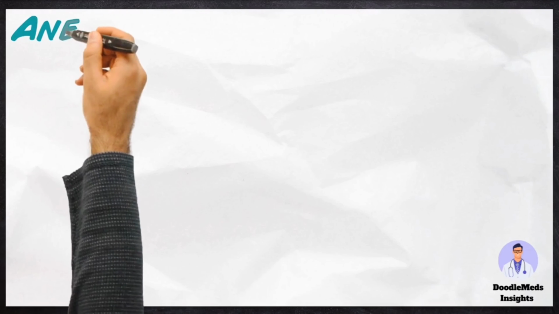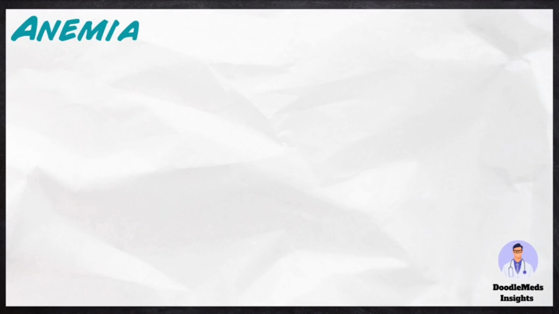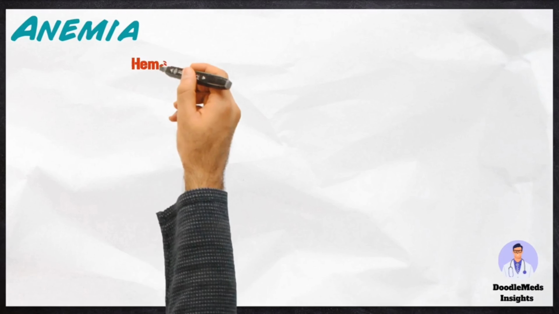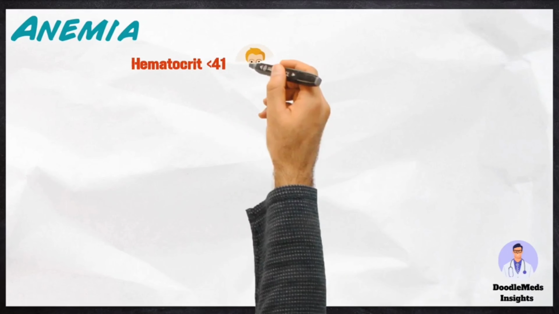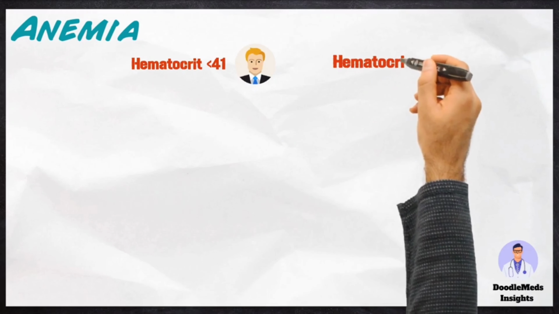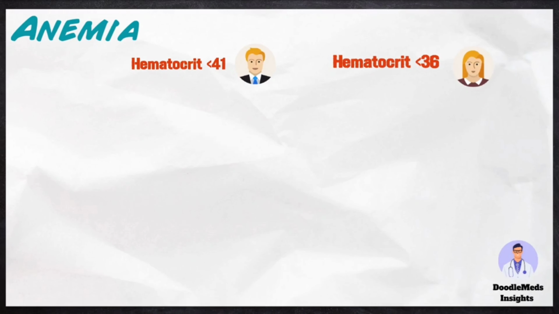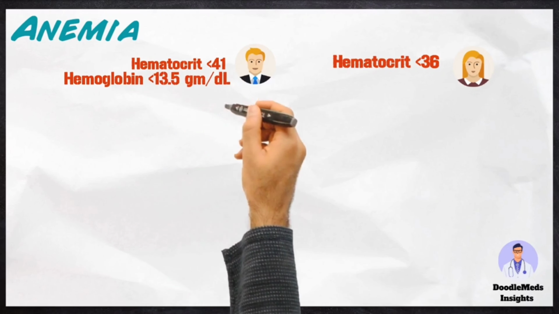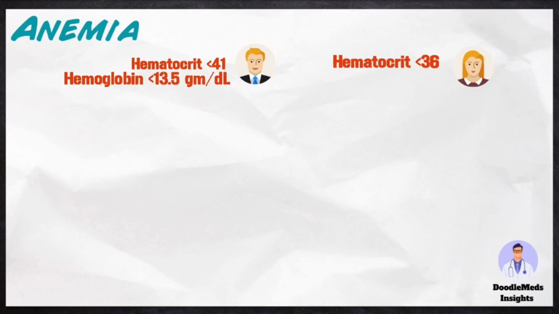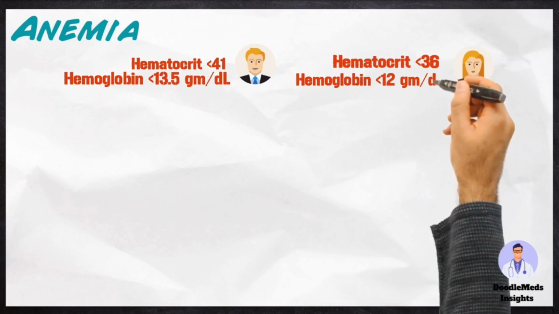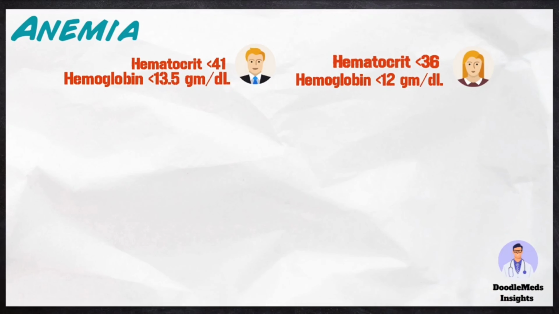Anemia is a condition marked by the following features. Hematocrit less than 41% in men, or less than 36% in women, or hemoglobin less than 13.5 gram per deciliter in men, or less than 12 gram per deciliter in women. Anemias are most easily classified according to their cell size.